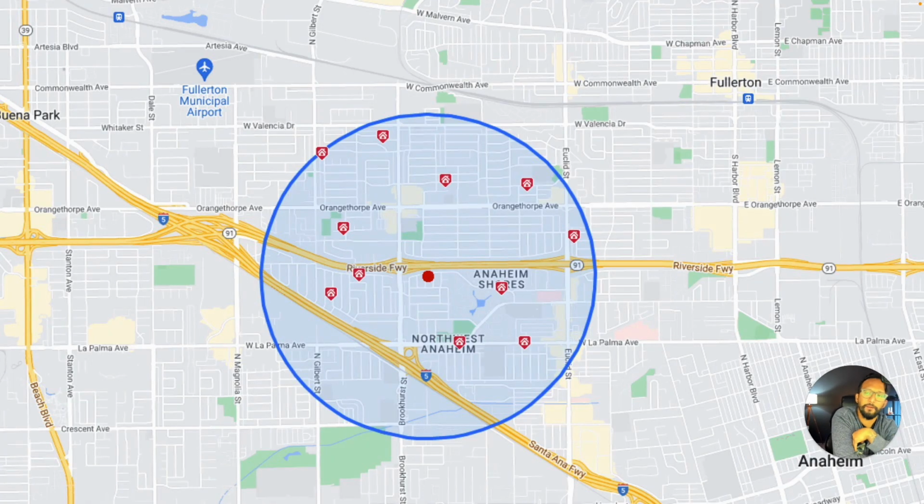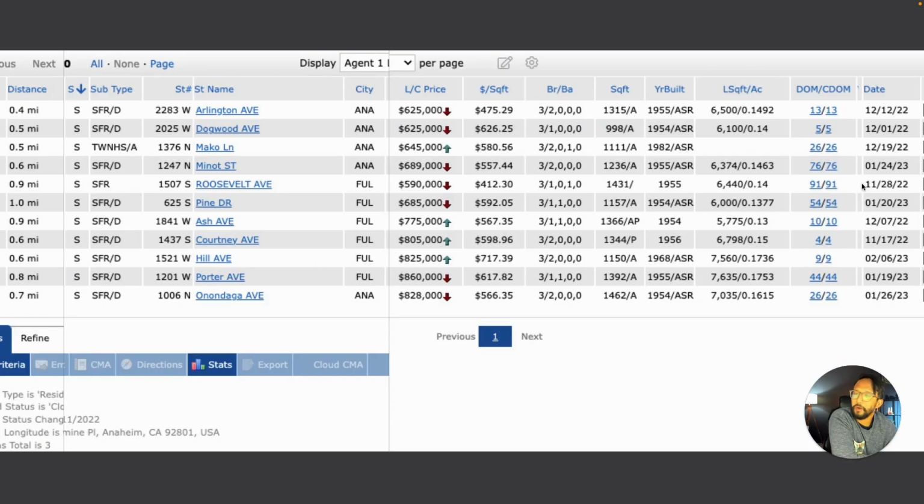So let's jump back here. So we got 1326 North Jasmine Place, which is right here. I did a 1-mile radius. I used all those guidelines, and I did a search. All right. And these are all the properties that came up.